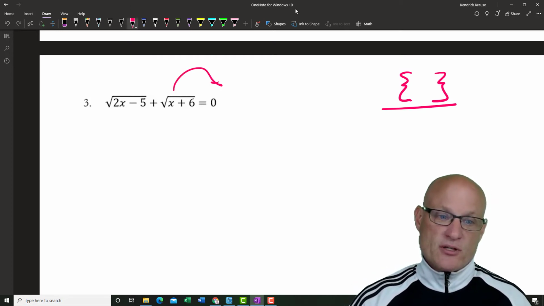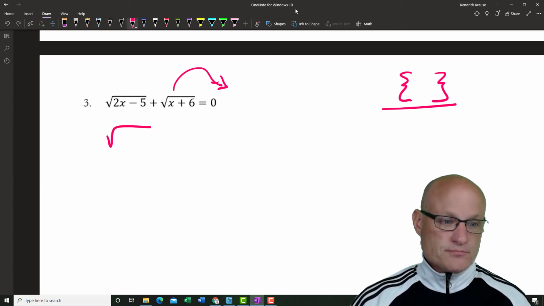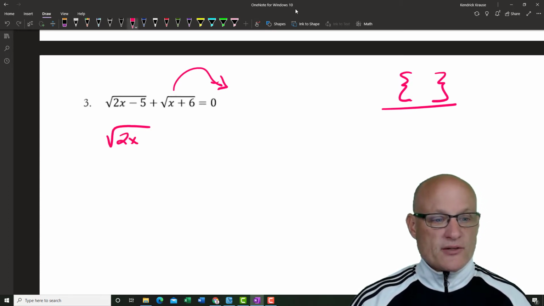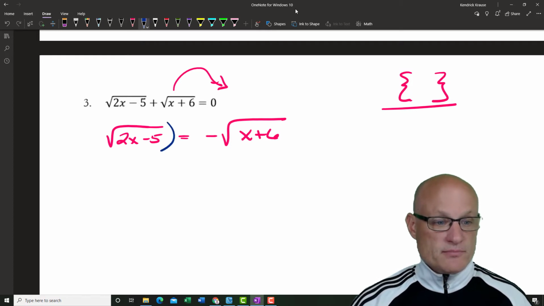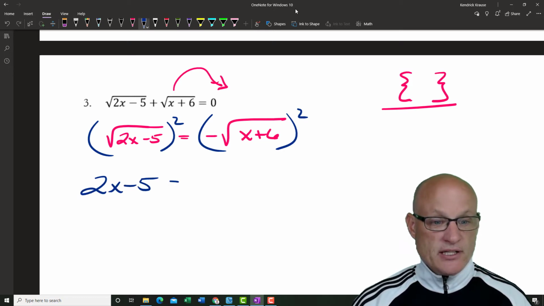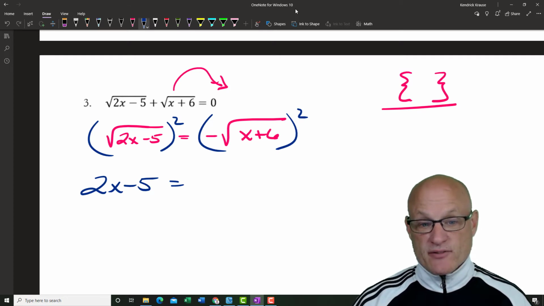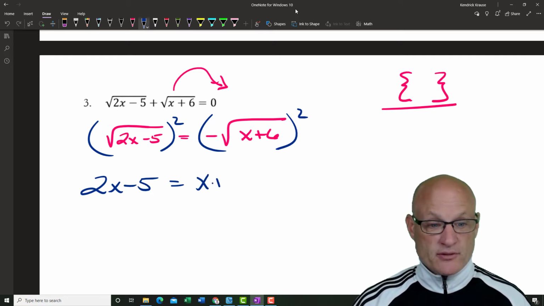We're going to slide this over. It becomes negative. So square root of 2x minus 5 equals negative square root of x plus 6. All right, we're going to square both sides. This is just 2x minus 5 equals, now squaring this side. Squaring a negative is positive, and then you square that thing, it's just x plus 6.